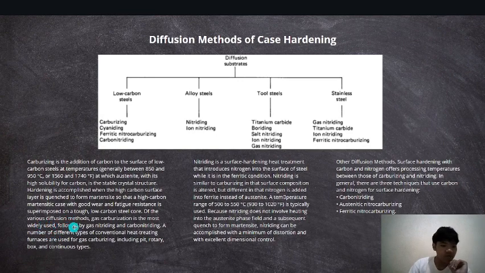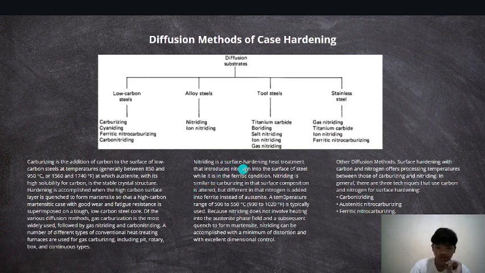Of the various diffusion methods, gas carburizing is the most widely used, followed by nitriding and carbonitriding. A number of different types of conventional heat treating furnace are used for gas carburizing, including pit, rotary, box, and continuous types.